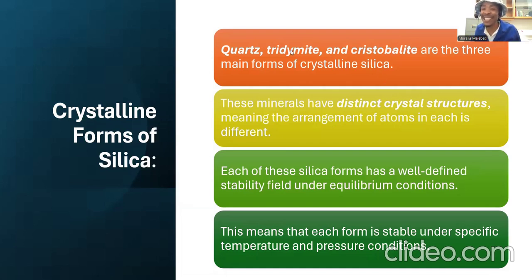Quartz, tridymite, and cristobalite are the three main forms of crystalline silica. We're going to be looking at quartz, tridymite, and cristobalite. From these, we usually introduce the alpha quartz, the beta quartz, the alpha tridymite, the beta tridymite. These minerals have a distinct crystal structure, meaning the arrangement of atoms in each is different.